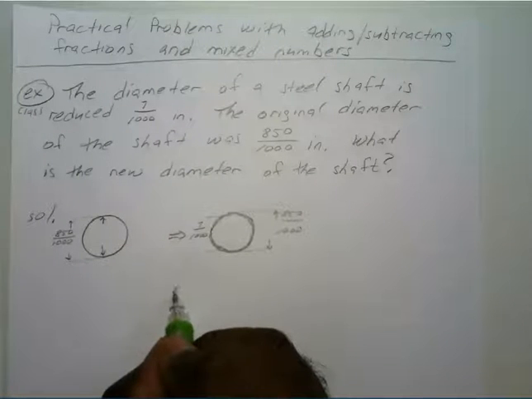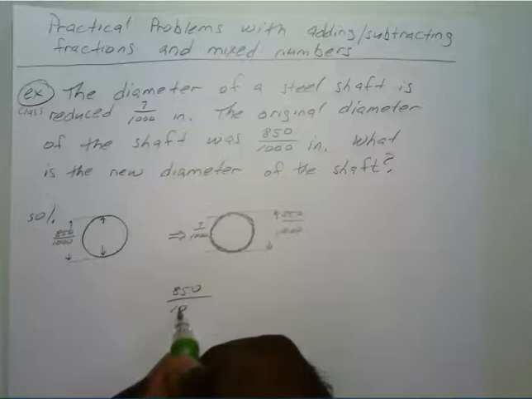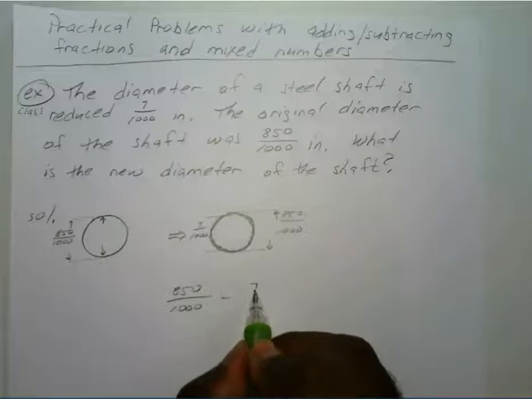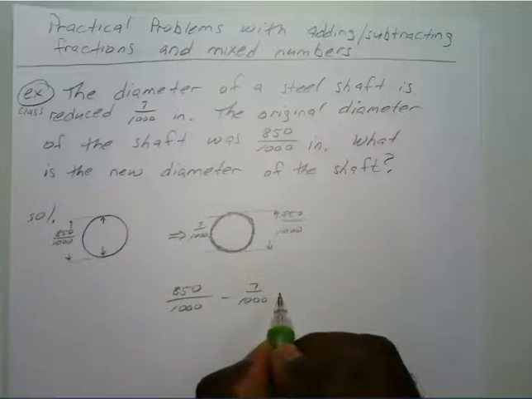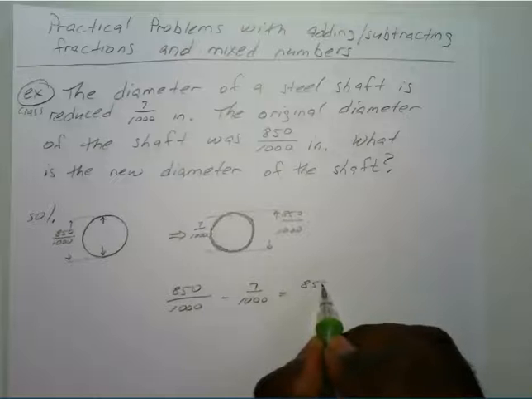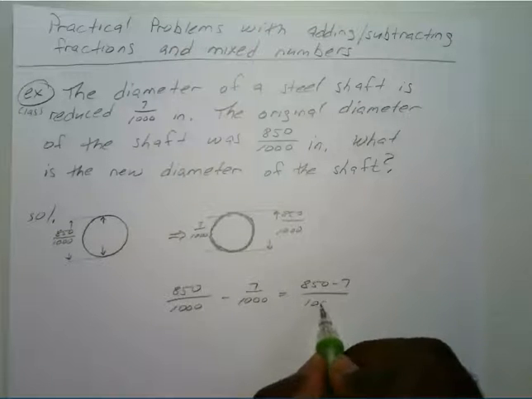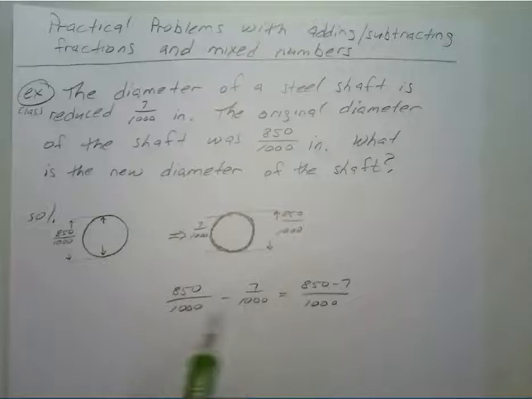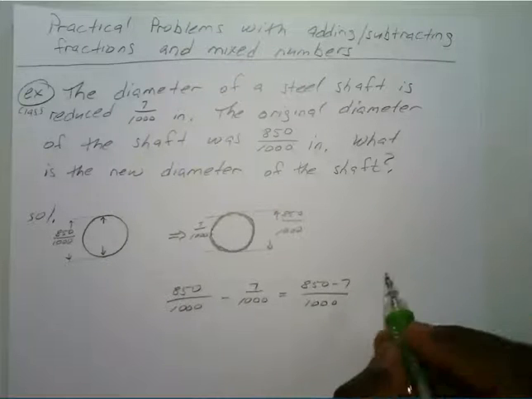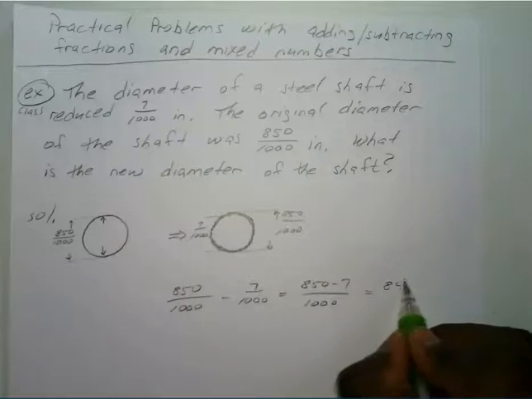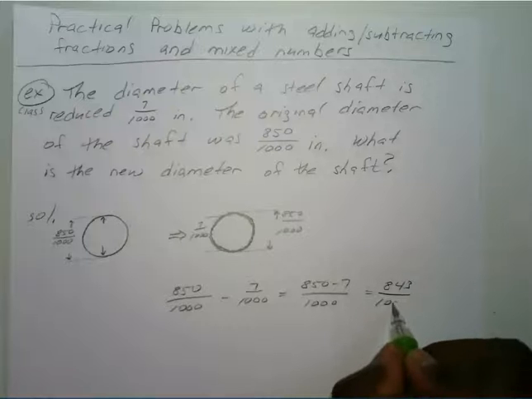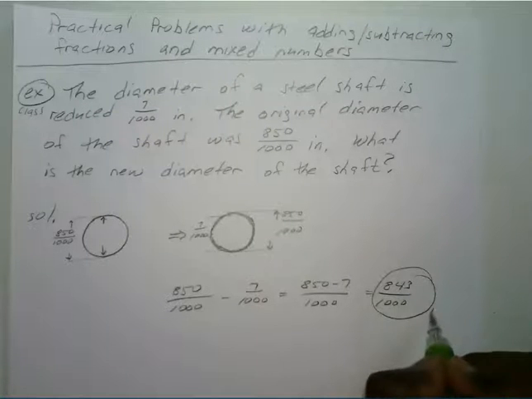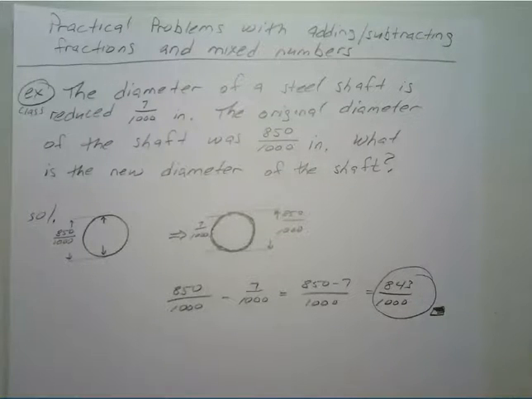That means you have 850/1000ths of an inch minus 7/1000ths of an inch. Since the denominators are both the same, you just subtract your numerators. You have 843/1000ths of an inch as your new measurement, or the new diameter.